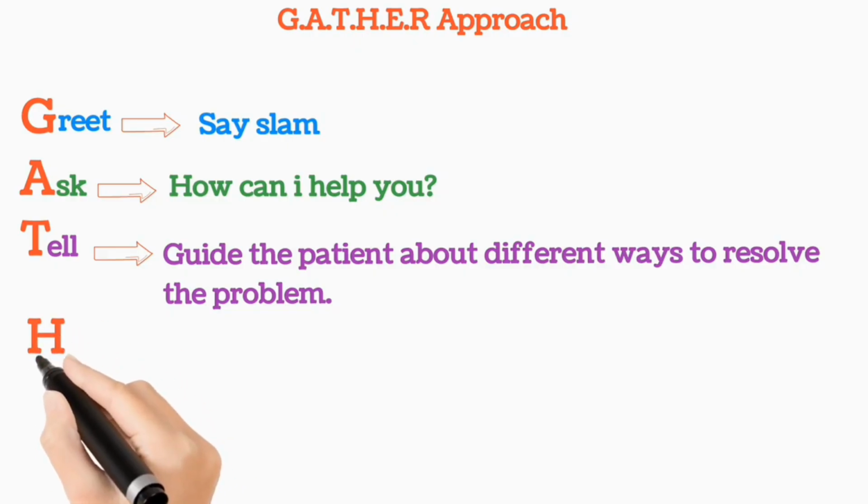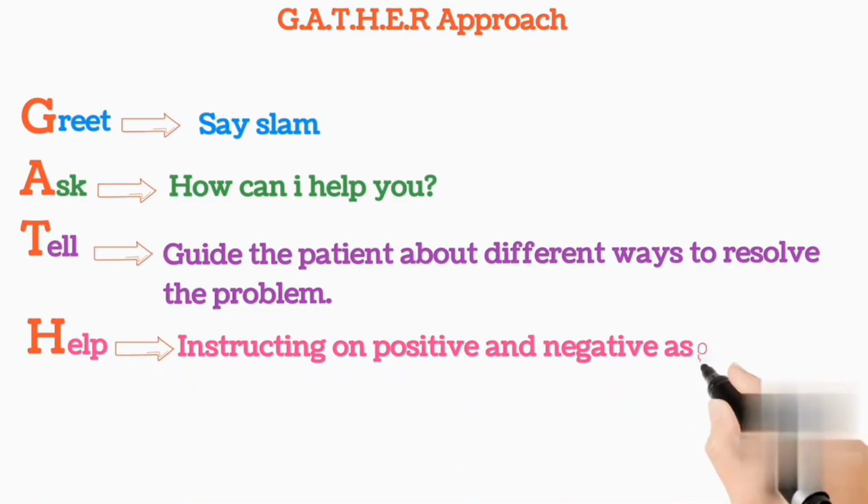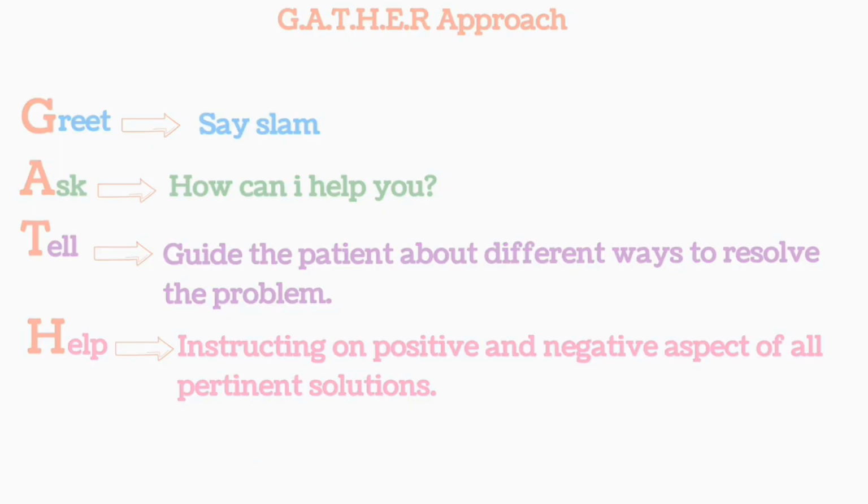The fourth step is help, which means help the patient explore options and make a decision. In this step, you can instruct the patient on the positive and the negative aspects of all pertinent and alternative solutions. Here you can present options clearly, discuss benefits, potential risks, and what to expect. Elicit patient preferences, and also support their autonomy in choosing the options.